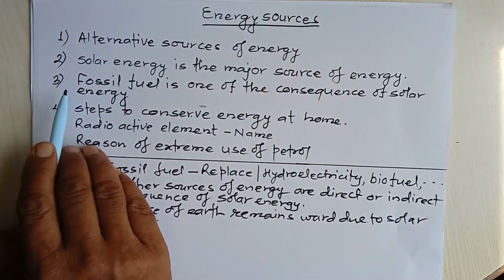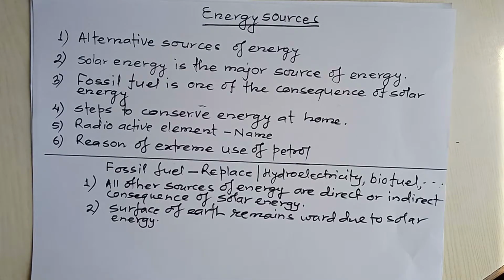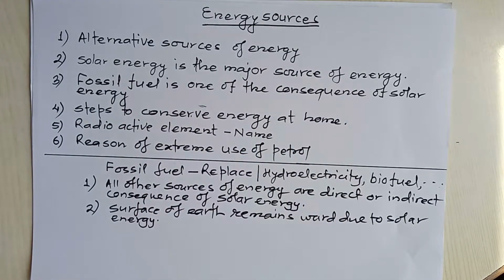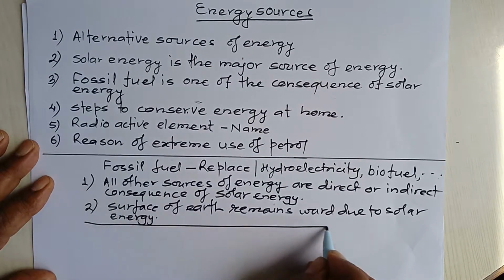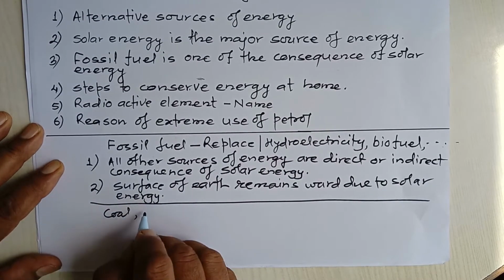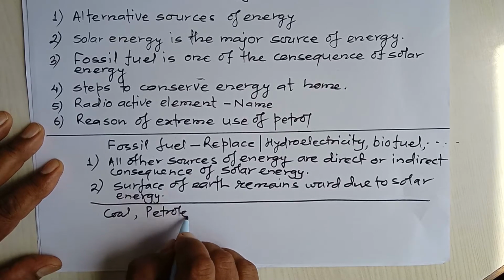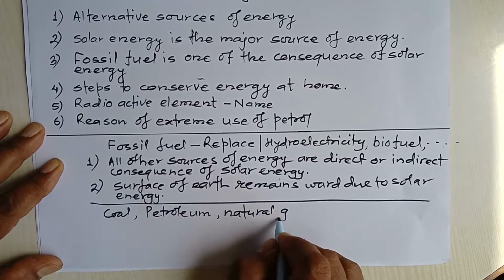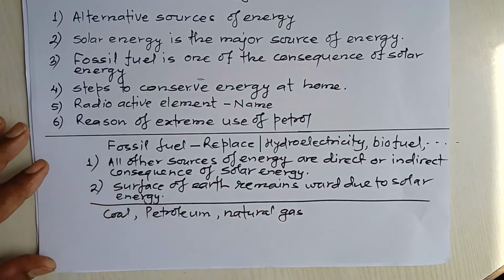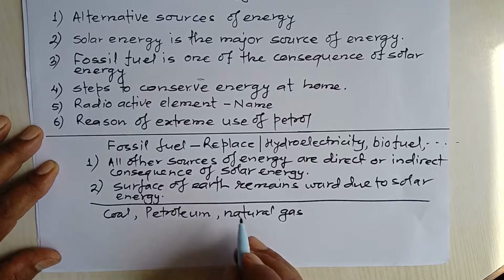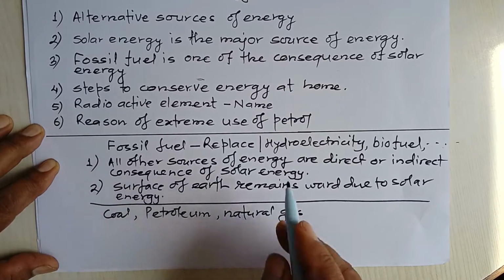Now let's talk about the third point. Fossil fuel is one of the consequences of solar energy. How can we say fossil fuel is one of the consequences of solar energy? We can describe it like this. Fossil fuel means what? They are either coal or petroleum or natural gas. These are fossil fuel. We can say natural gas also comes along with the petroleum. That's why coal, petrol, and natural gas are fossil fuel.